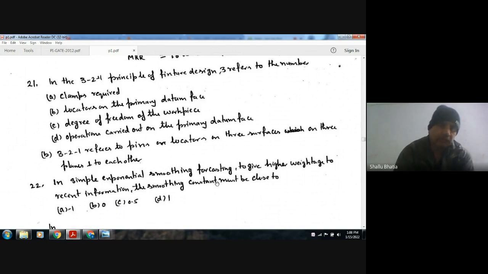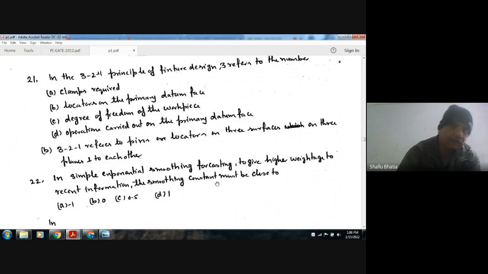Okay, on the primary face, there are 3 pins, on the second face there are 2 pins, and on the third face it is only 1 pin. Okay, these faces are perpendicular to each other. So the answer is three. So on our primary datum face, the number of locators is 3.